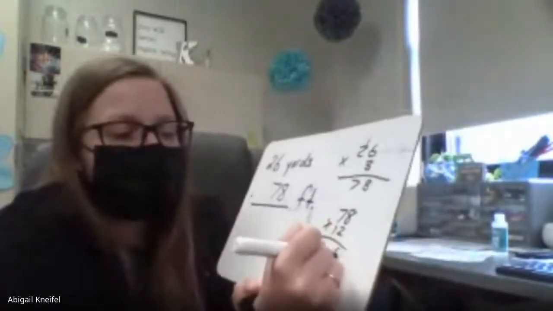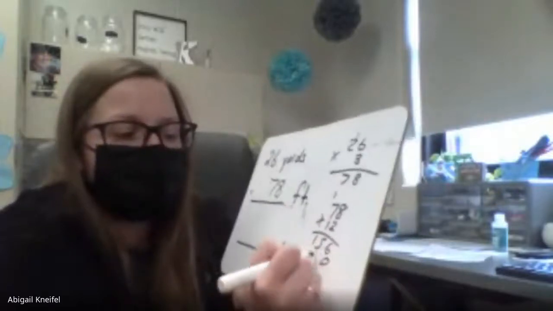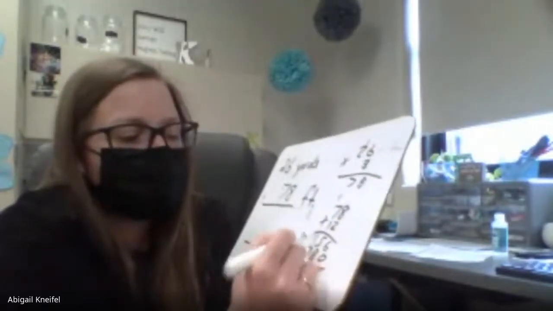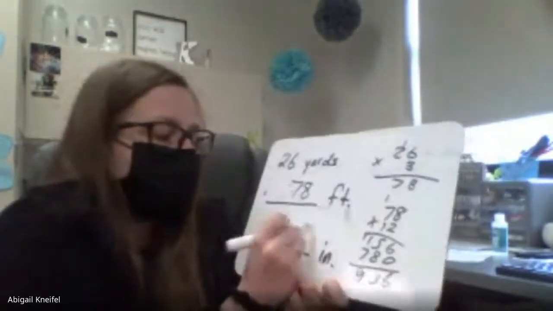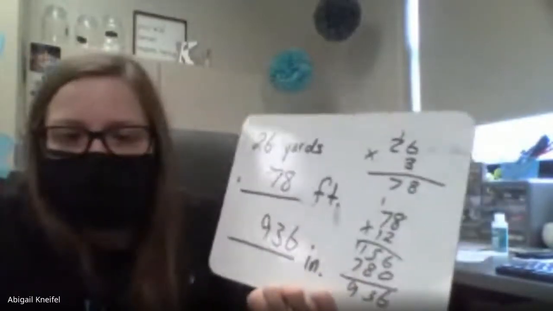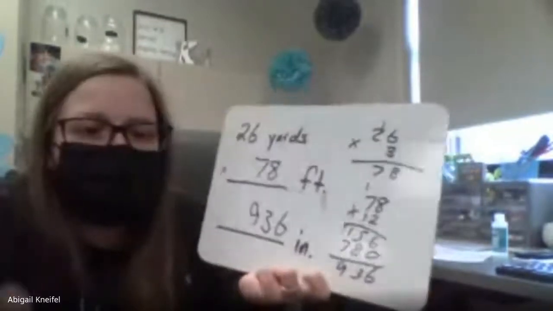8 times 2 is 16. Carry my 1. 14 plus 1 is 15. Drop in my 0. 8, 7, which equals 936 inches. Woo! So 26 yards equals 78 feet, and 78 feet equals 936 inches.